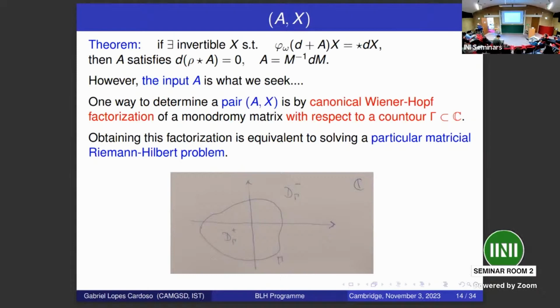So this Riemann-Hilbert problem, which will be based on a matrix, will, at the end of the day, provide you with a pair A of X, where A is going to solve the equation of motion, and X, the resulting X, will be a solution to the linear system with that A as an input. It's going to come out in one shot. But now I have to explain all these words here.